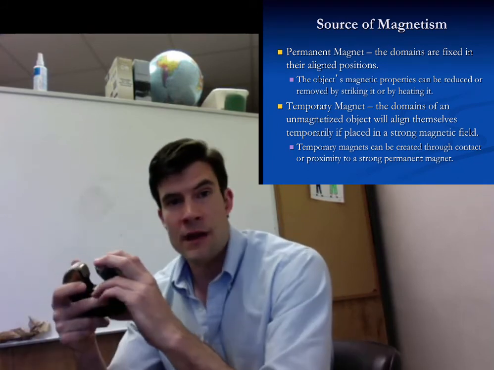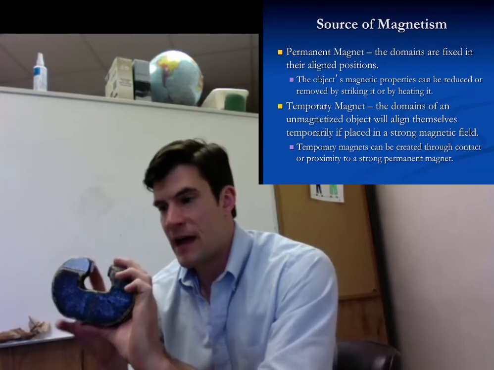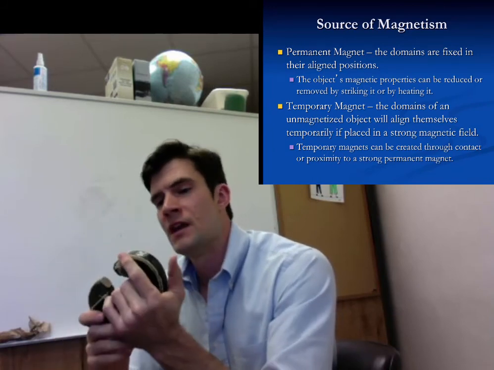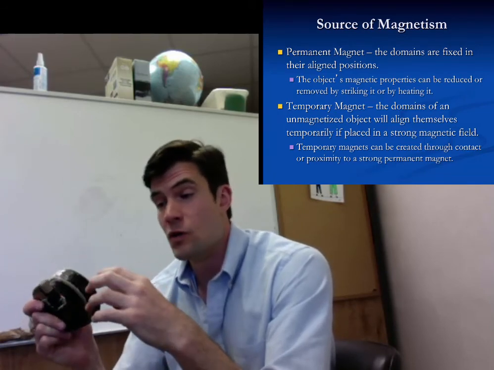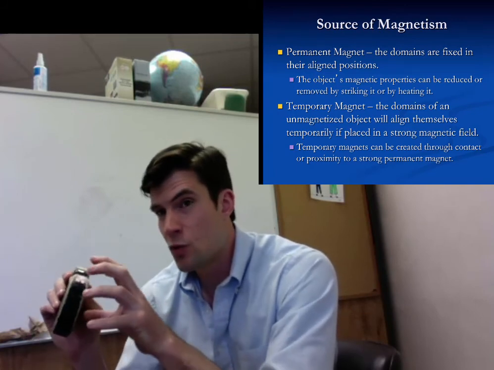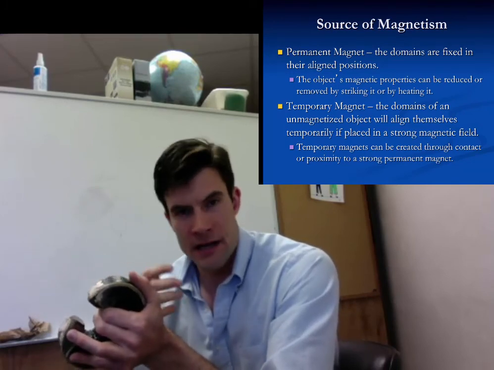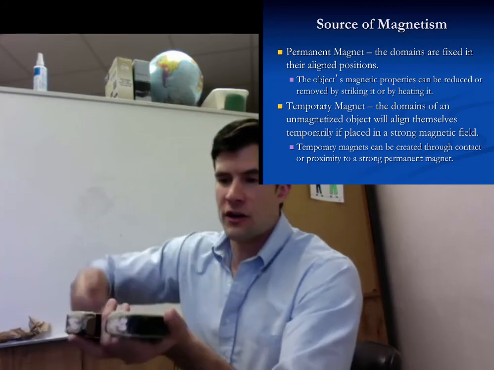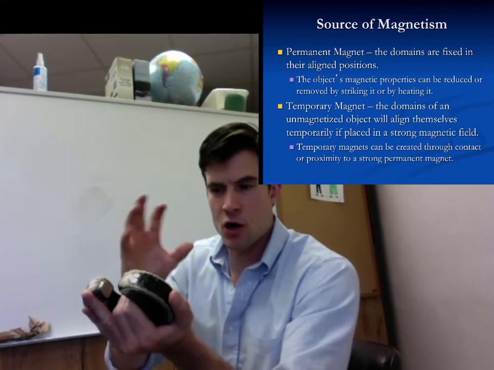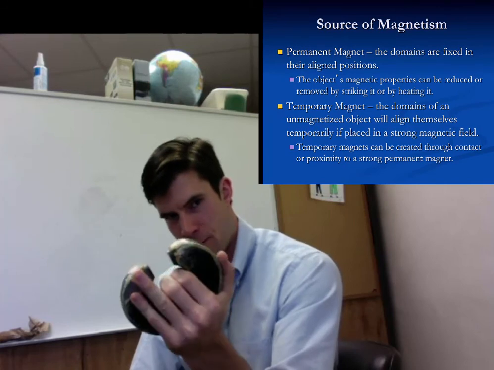In the permanent magnet, the magnetic domains are fixed in their aligned positions. As long as I don't do anything drastic to this, the magnetic domains are going to stay aligned and it's going to keep its magnetic properties. Some of the drastic things I could do to unmagnetize it would be to heat it up. If I got it close to its melting point, the heat would cause the magnetic domains to shift and get jumbled up, and it would lose its overall magnetic field. Or if I took a hammer and beat it, striking it a whole bunch of times would cause those magnetic domains to get jarred out of place and it would lose its magnetic properties.